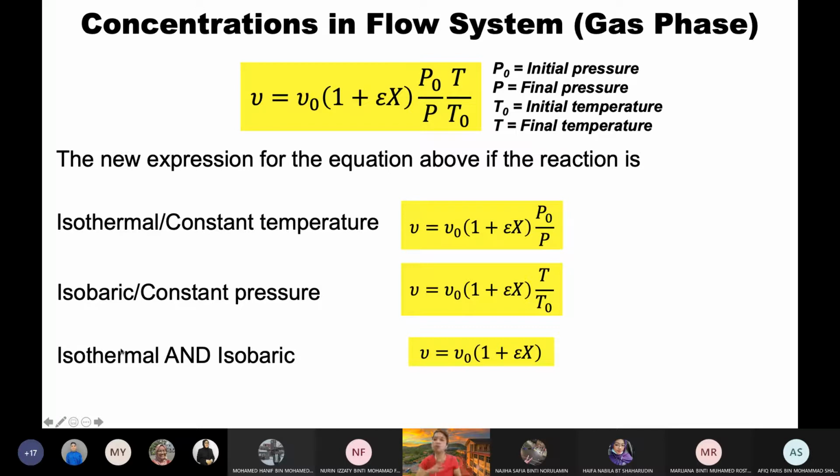Kalau dia adalah both isothermal, isobaric, tak ada langsung part yang belakang. P naught per P, T per T naught tu takkan ada kalau dia adalah isothermal, isobaric. So this part you have to be very careful how the equation will change because of isothermal, isobaric, or when it is both isothermal dan isobaric. Okay, so done on this.